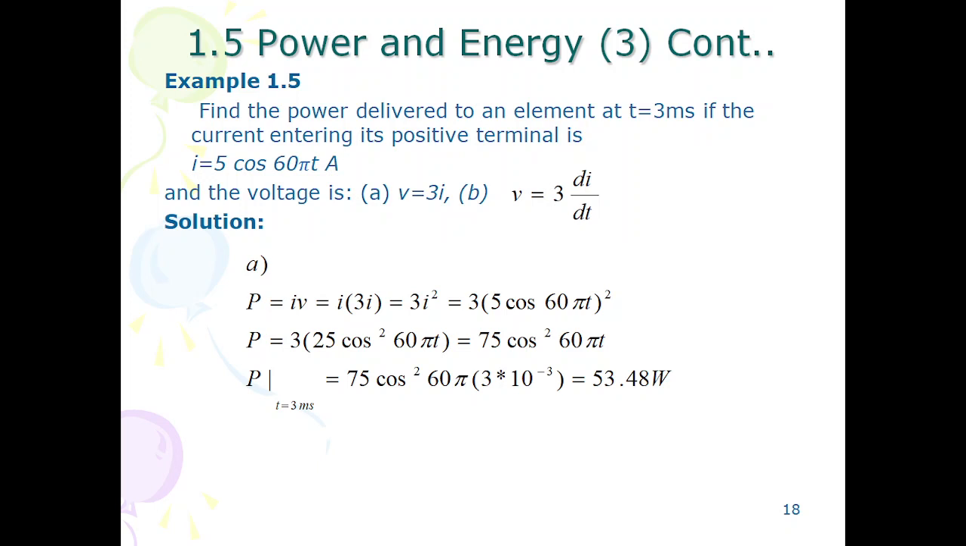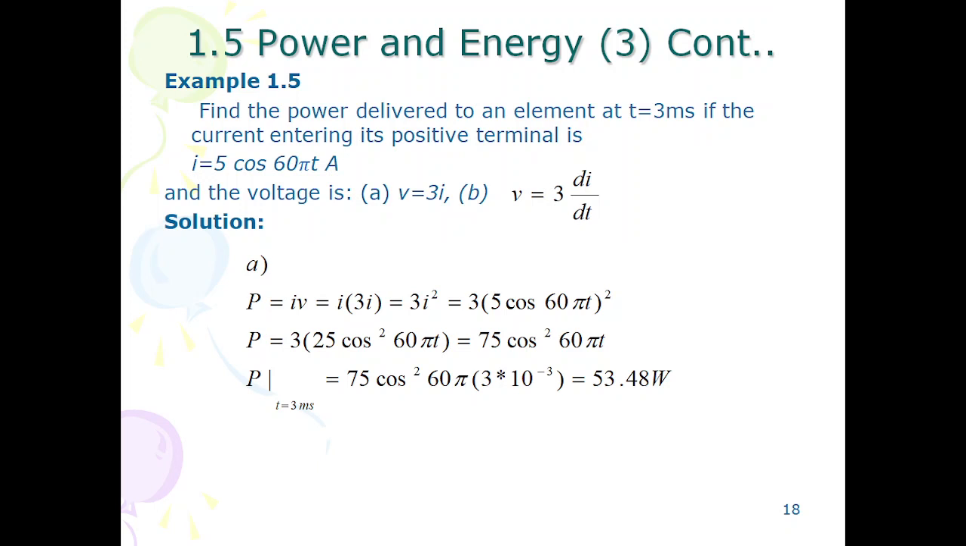Now we have to start example 1.5. Find the power delivered to an element at 3 millisecond if current entering its positive terminal is 5 cos 60 pi t. In part A voltage is 3i, and in part B voltage is 3 di over dt. The formula to find the power is P equal to Vi.